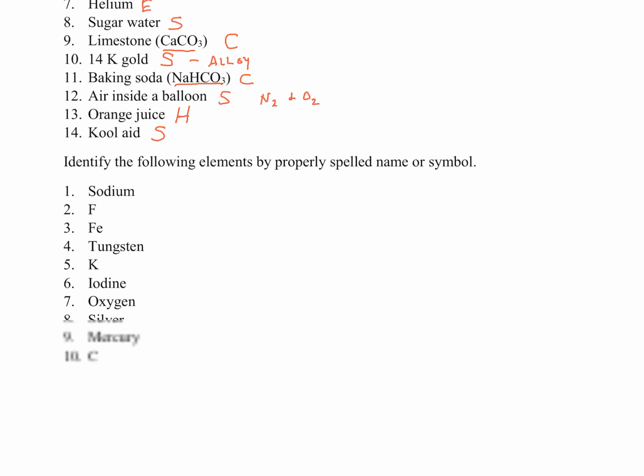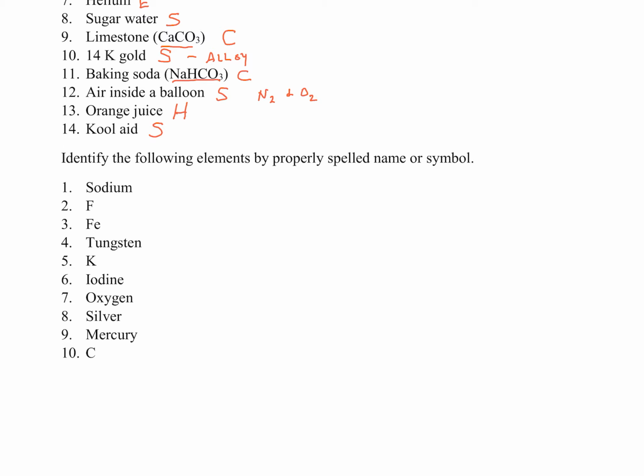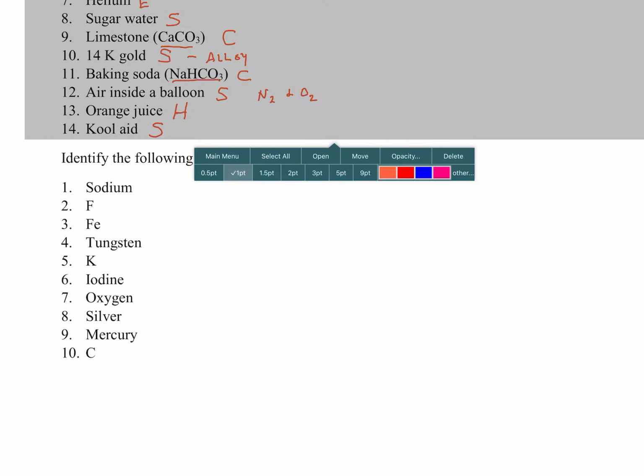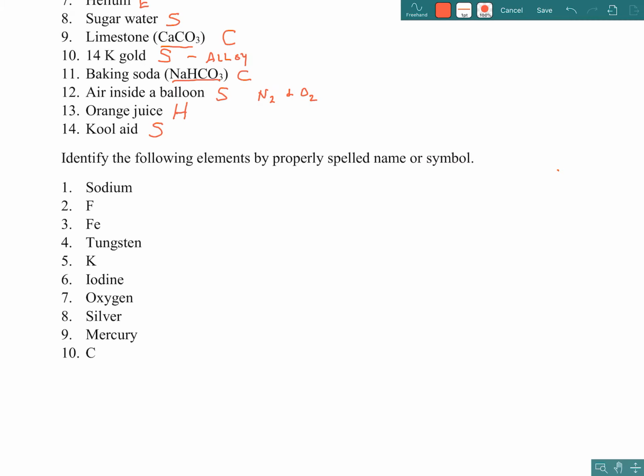All right, let's do the last section real quick. This section deals with identifying some elements. Remember, there's 31 of those you need to know. You need to know their proper spelling and their proper symbol. Have you learned them yet? We're going to find out here in just a minute. So, sodium. What's the symbol for sodium? Did you say Na? If you did, you know the symbol for sodium. Make sure your first letter in the symbol is uppercase. Second letter has to be lowercase if there are two letters in the symbol.